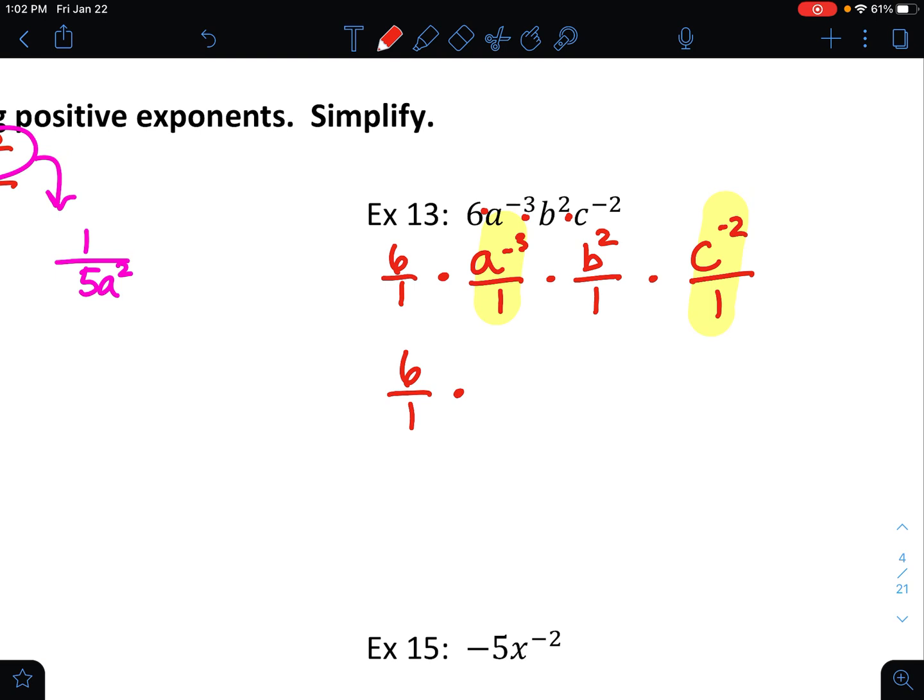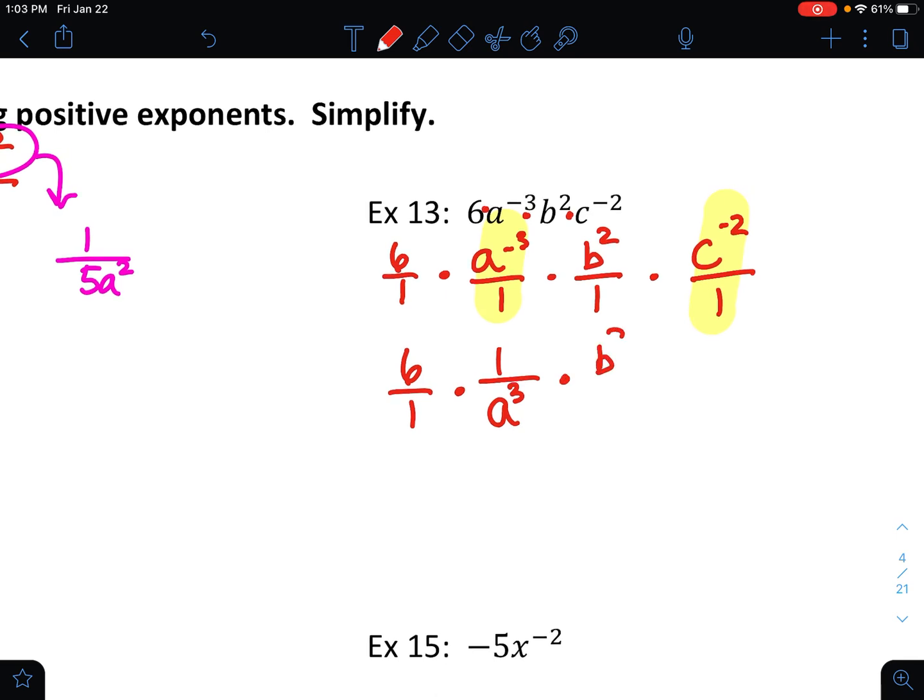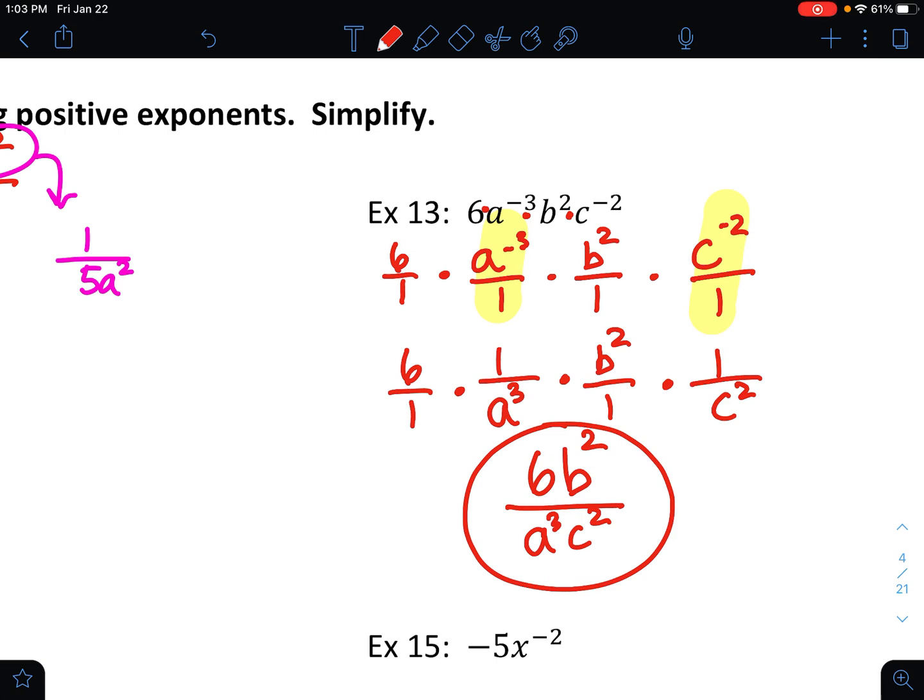So I've got 6 over 1, flip over the second one, 1 over a, and remember, when you do that, you can make the power positive. Don't touch the second one, b squared over 1. Take the reciprocal of the last one, 1 over c squared. Now bring it all together. So I've got 6 times 1 times b squared times 1. So that is just going to be 6b squared. Multiply across the bottom, and I've got a to the third times c squared. So I just write them right next to each other. A to the third c squared. Okay, and that is our solution.